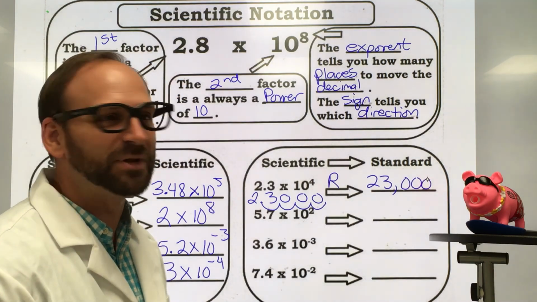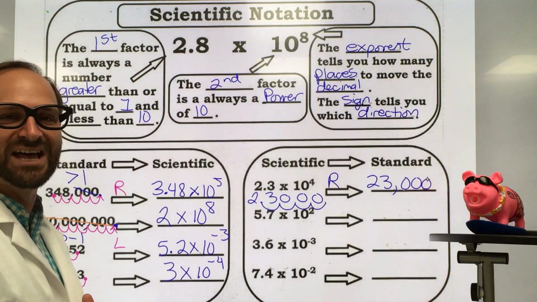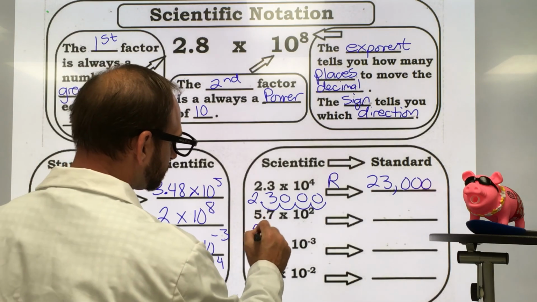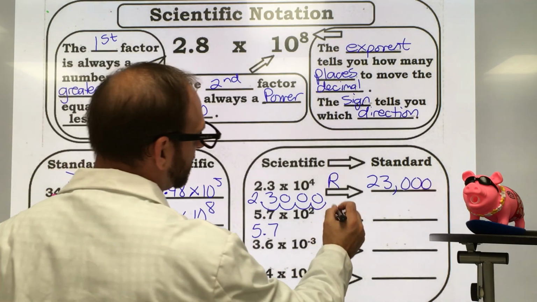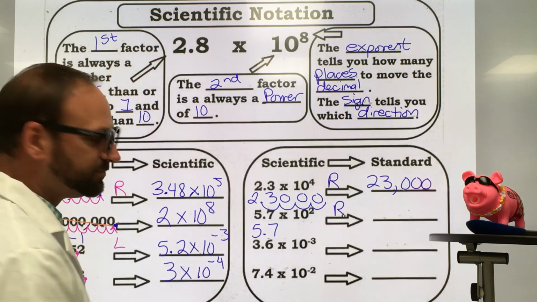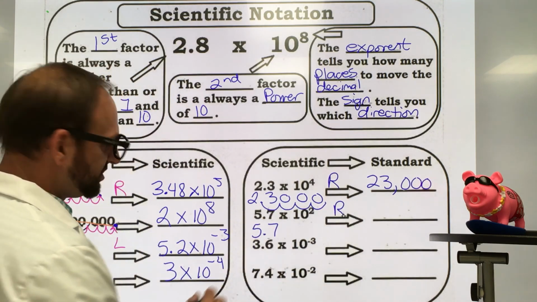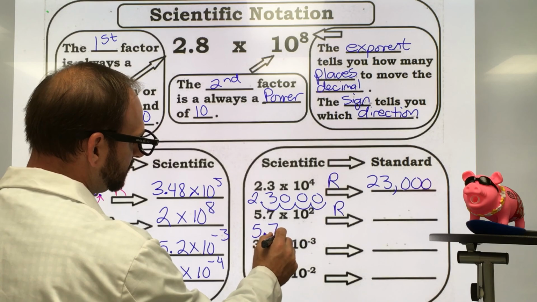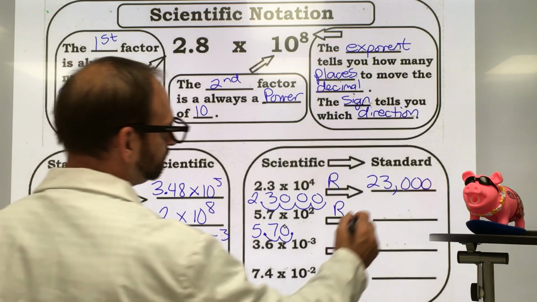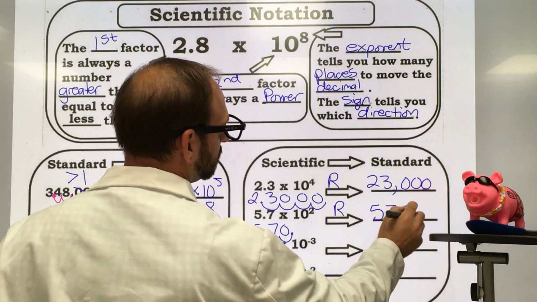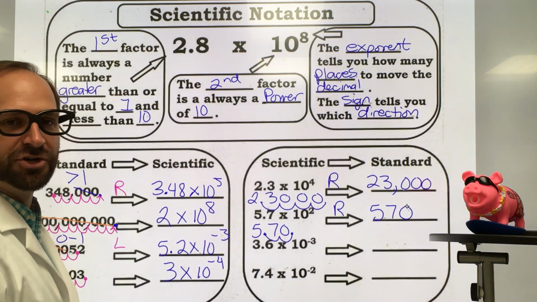Let's take a look at our second example, 5.7 times 10 squared. So again, our exponent is positive. That tells us to move the decimal to the right. And I'm going to move it 2 places. 1, 2. And then I want to fill that gap in with a 0. My answer would be 570.